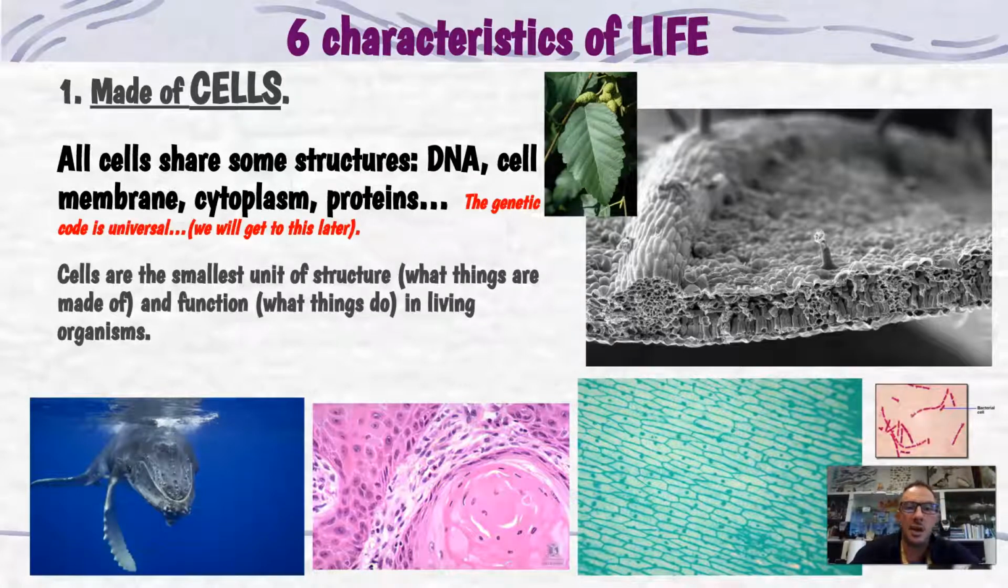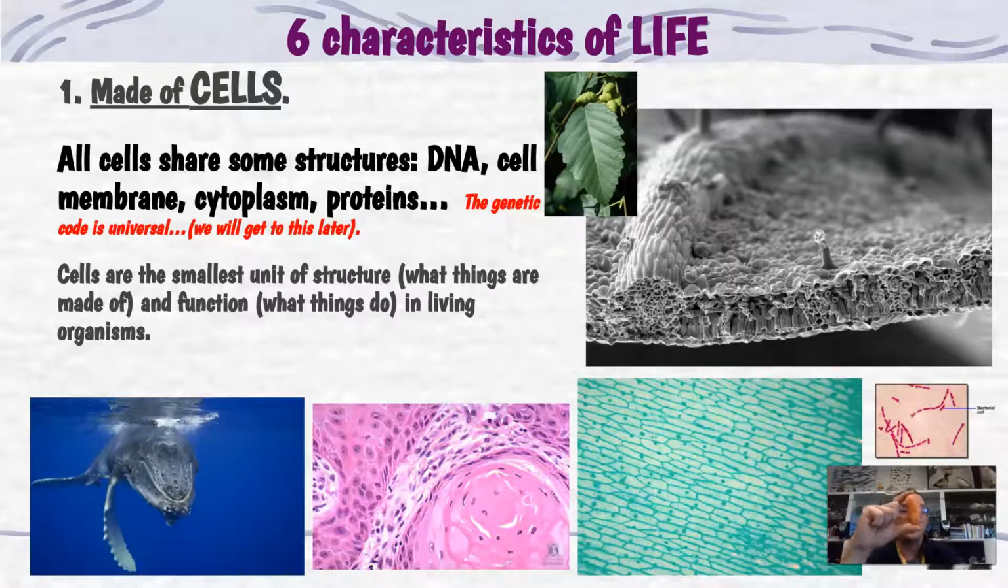Okay, and the way we say this is that cells are the smallest unit of structure, meaning what living things are made of, and they're the smallest unit of function. They do things, right? They have specific jobs. And the more complicated you are, the more types of cells you have, the more different types of jobs that your body does and has to do.